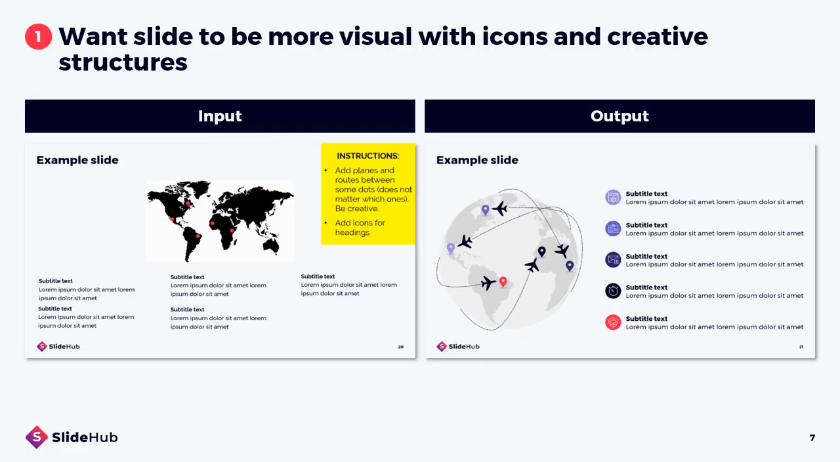In this first case, we have example of client wanting slides to be more visual with icons and creative structures. Client also left us instruction to add planes and routes between some dots. It does not matter which dots. We should be creative and we should add icons for headings. This is a great example of how to provide instructions in the input slides. This instruction provided us with all additional information we needed, and so you can see the output on the right side.